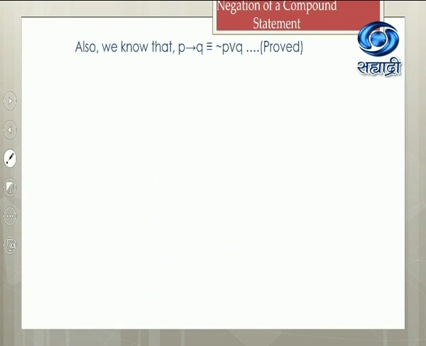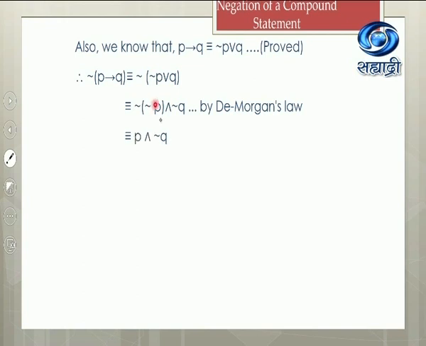We know that P implies Q is equivalent to negation of P or Q. This is a proven result. So now again by using this we are going to prove the above result. Negation of P implies Q is equivalent to negation of, we are taking negation on both the sides. Now open this bracket. So what do we get? Negation of negation P and negation Q, or becomes and. Then now negation of negation P is plus P and remains as it is, and negation Q. So from this also we have proven that negation of P implies Q is equivalent to P and negation Q.